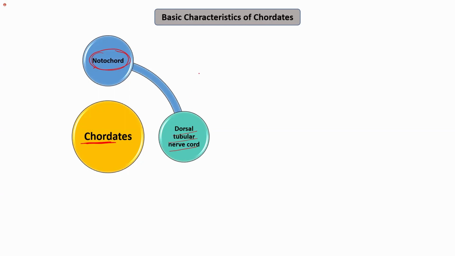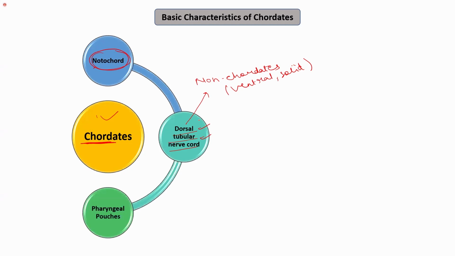In case of non-chordates, this nerve cord, if present in any, is ventral and solid. While in case of chordates, it is dorsal and it is tubular, that is hollow. The next point is they have pharyngeal pouches or pharyngeal gill slits. Then they have a post-anal tail.